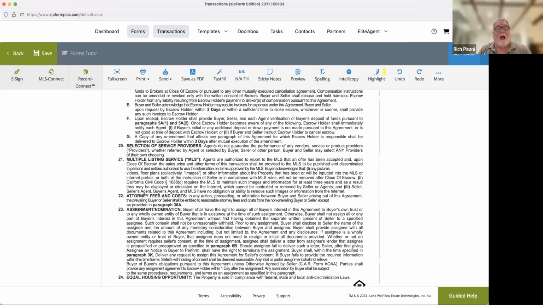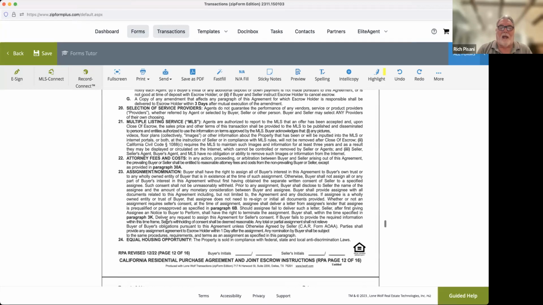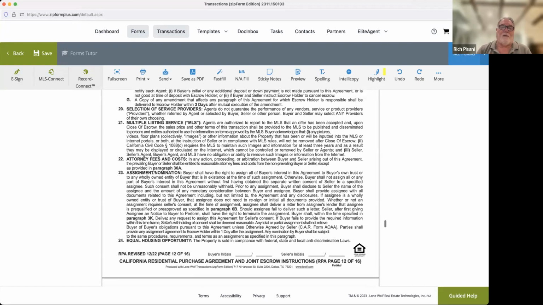Assignments. They can assign this contract to somebody else within 17 days without the seller's objection. But after that 17 days, the seller has to approve it. And if the seller doesn't want to approve it, then they can legitimately deny that request. Any questions on this page before we move on?